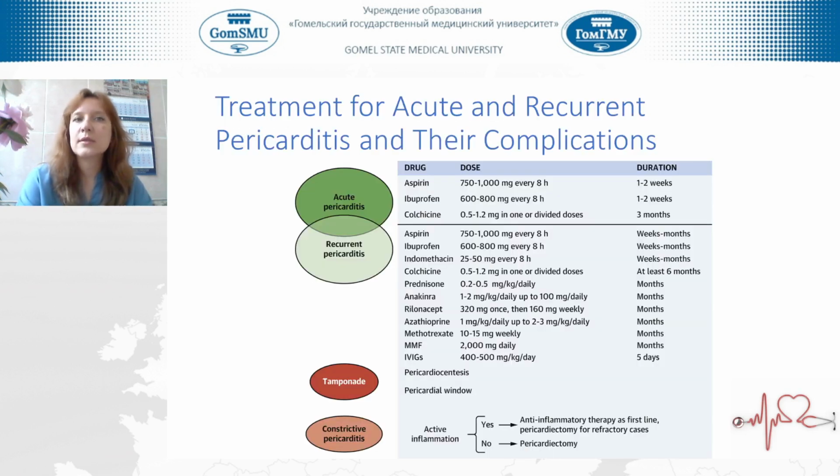Here in this scheme, you can see treatment for acute and recurrent pericarditis and their complications. Acute pericarditis: aspirin, ibuprofen, colchicine. Recurrent pericarditis: NSAIDs such as aspirin, ibuprofen, indomethacin, colchicine, prednisolone, anakinra, and even neurological drugs. You can use azathioprine, methotrexate. If it's a tamponade, pericardiocentesis, pericardial window, and constrictive pericarditis with active inflammation, anti-inflammatory therapy, if not, pericardiectomy. This is the treatment for pericarditis.